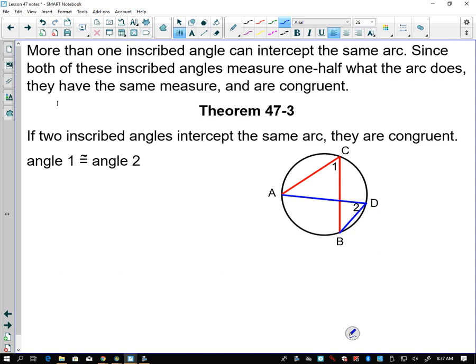Listen up. If two inscribed angles intercept the same arc, then they are the same degree. They are congruent to each other. Do you see how ACB intercepts arc AB, and inscribed angle ADB also intercepts arc AB? So if we knew that arc AB was, let's say, 68 degrees, then what is angle 1?